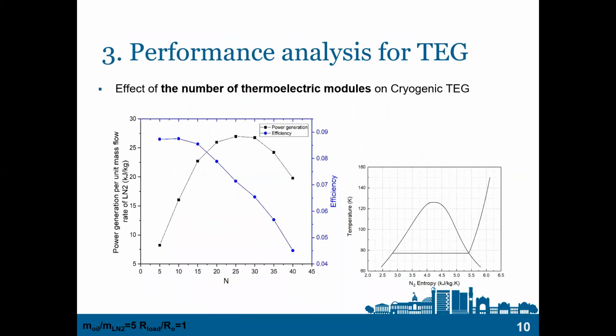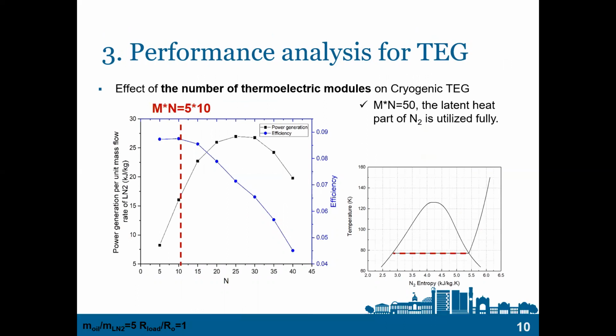In the left figure, the blue curve is the efficiency and the black curve is the power generation. We can see that when 50 modules are used, we get the highest thermal efficiency of the cryogenic TEG heat exchanger. That means the latent heat part of the nitrogen is fully utilized at this point. With more modules loaded in the heat exchanger, the sensible heat part of the nitrogen starts to be utilized. So the thermal efficiency starts to decrease, but the power generation can still keep increasing.